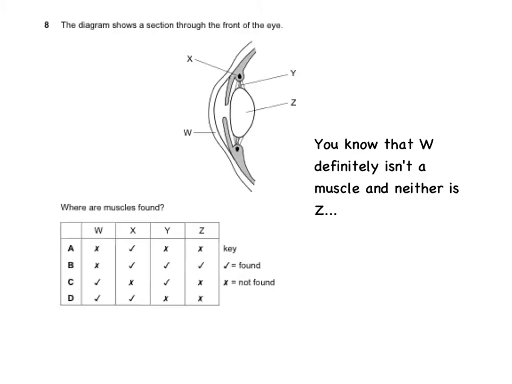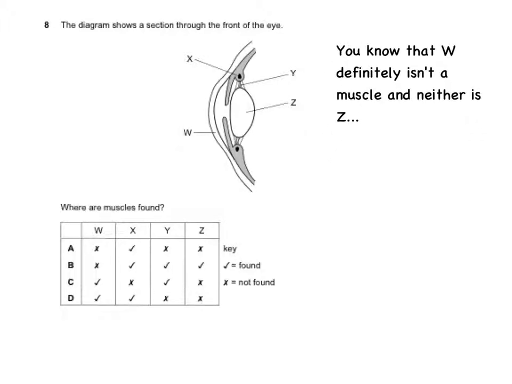Strategy 3 that we're going to look at today is the process of elimination. Often you can answer a question without actually knowing for certain what the correct answer is, just by eliminating the answers that you know for sure are wrong. So let's take a look at this question. So we've got a diagram showing the section through the front of the eye.